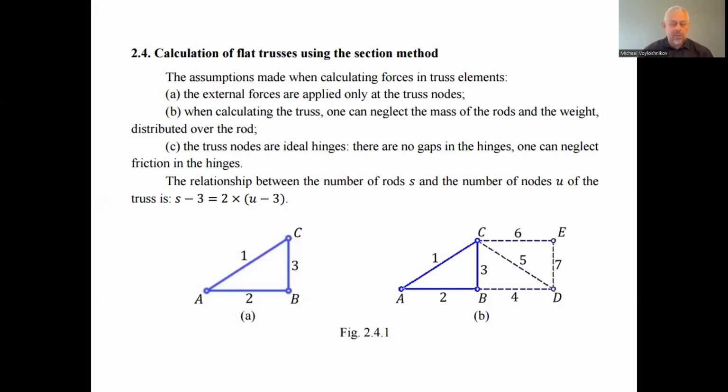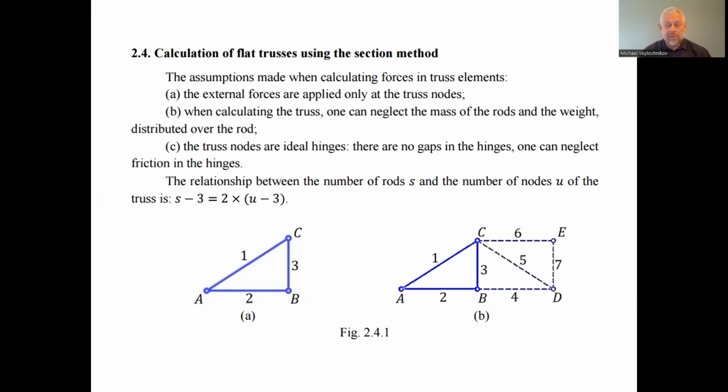The issue of calculation of trusses is the determination of the support reactions acting on the truss, besides the external load, and also the determination of the forces acting in the rods of the truss, tension forces and compression.